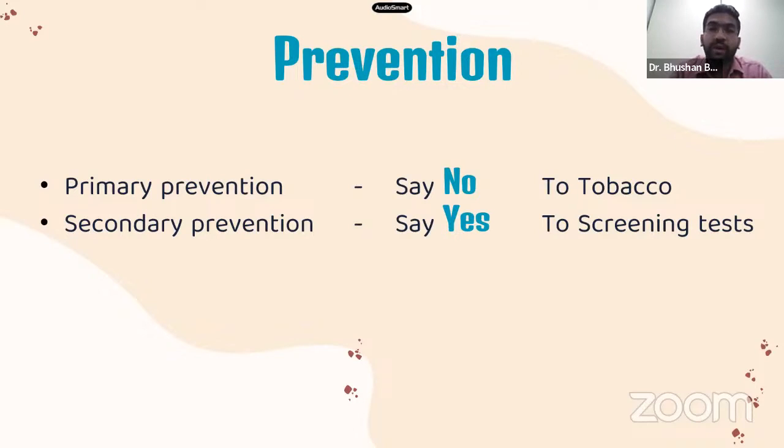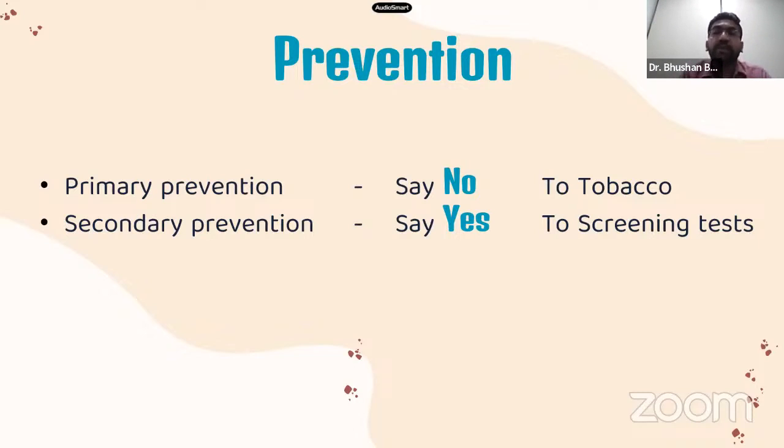So those who have not yet smoked tobacco, they are pressurized by their peers that just smoke once and see how great it feels. Please do not fall for it. Please say no to tobacco, because once you get addicted, that nicotine and tobacco combination is going to blast in your body. So primary prevention is saying no to tobacco.